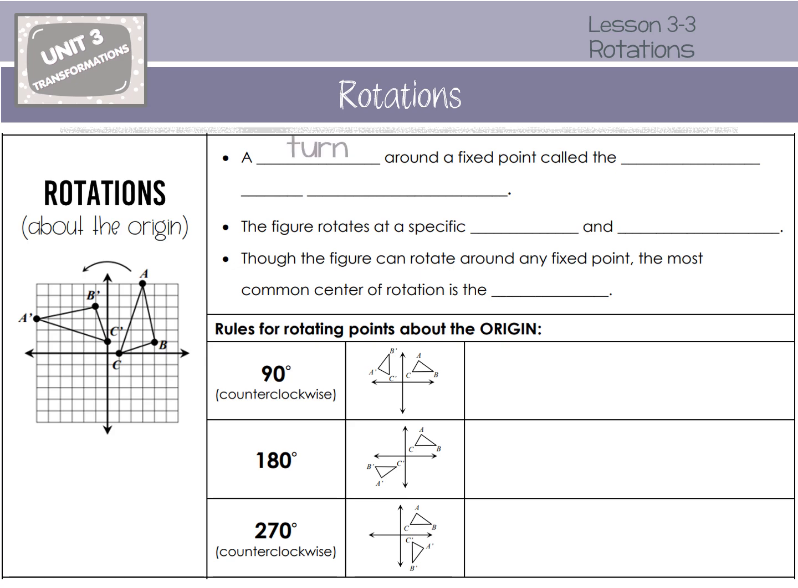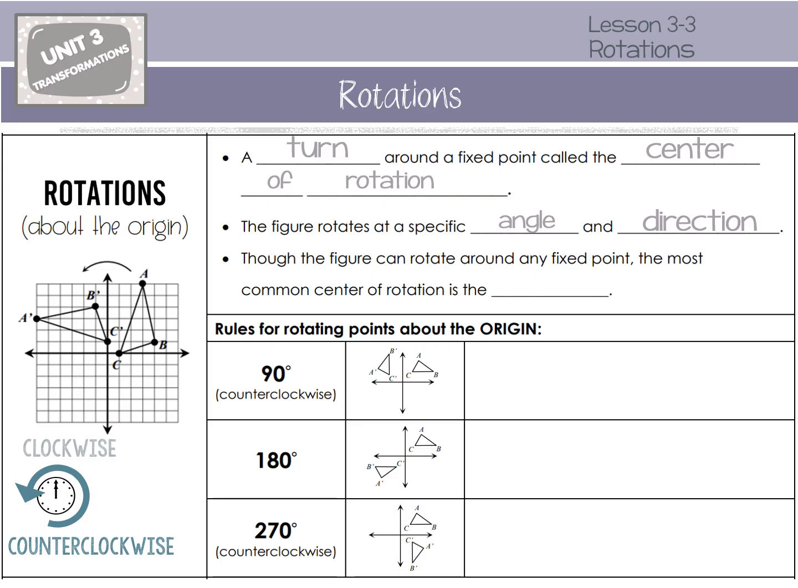A turn. This is what rotation is. A turn around a fixed point called the center of rotation. The figure rotates at a specific angle and direction. Could go clockwise, could go counterclockwise. Though the figure can rotate around any fixed point, the most common center of rotation is the origin, right there, the point 0, 0, and that's the only one we're going to be using.